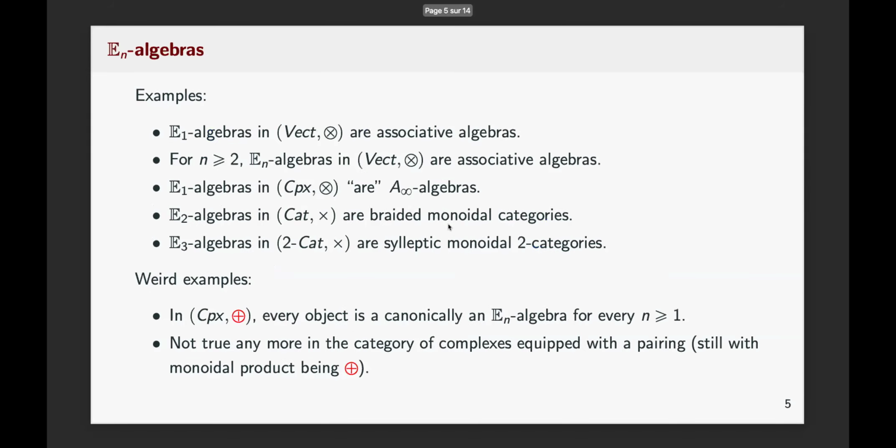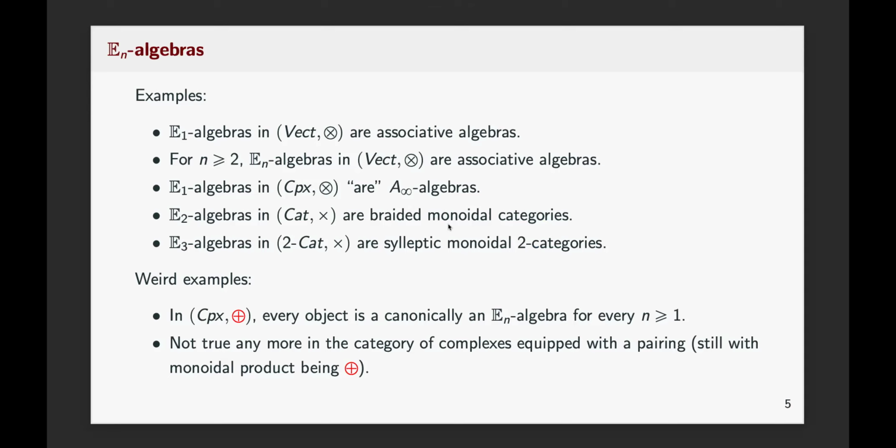Maybe let me give you a bunch of examples of En algebras. E1 algebras in vector spaces with the usual tensor product, that's just associative algebras. En algebras for n greater or equal to 2 in vector spaces are, oops, there's a typo here. They are associative and commutative algebras. Sorry about that.